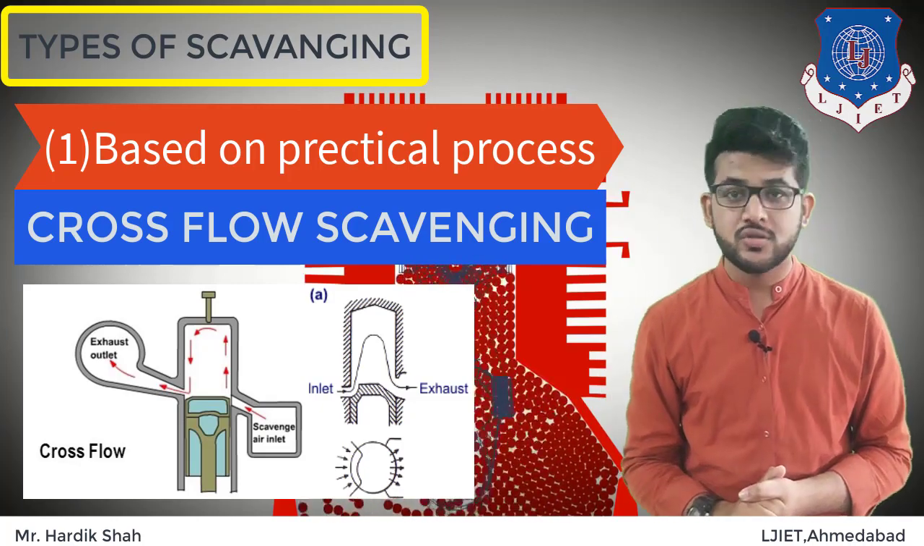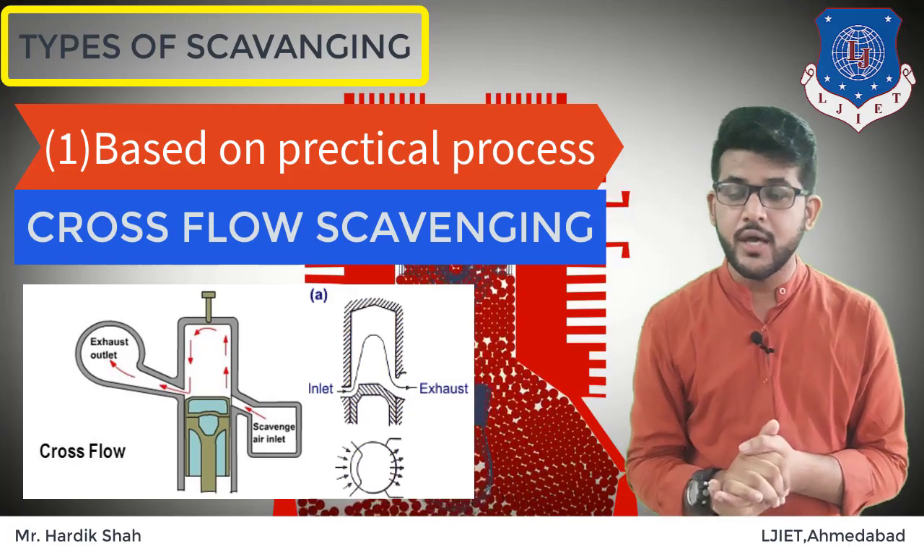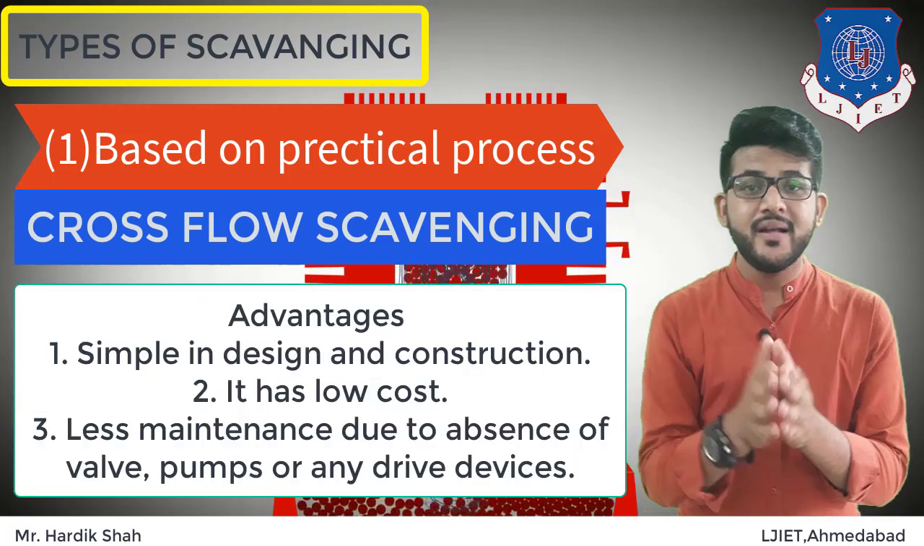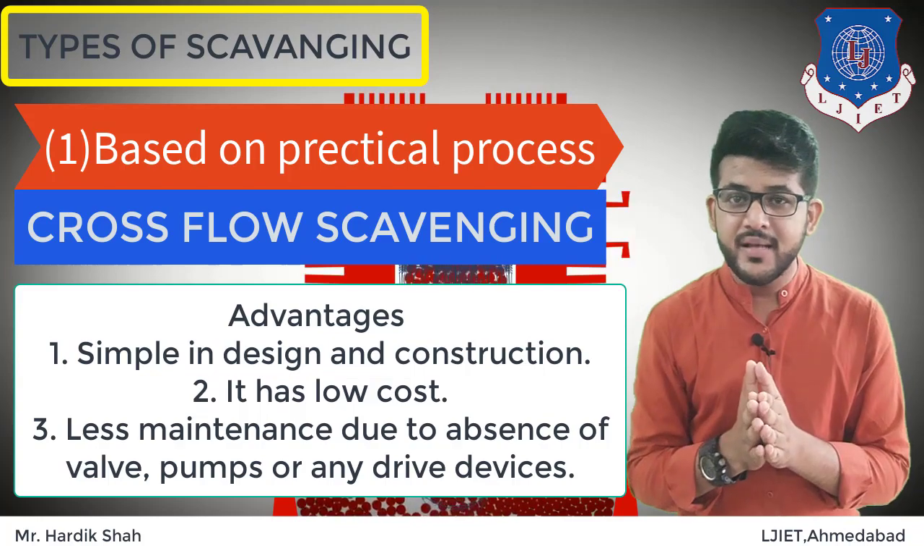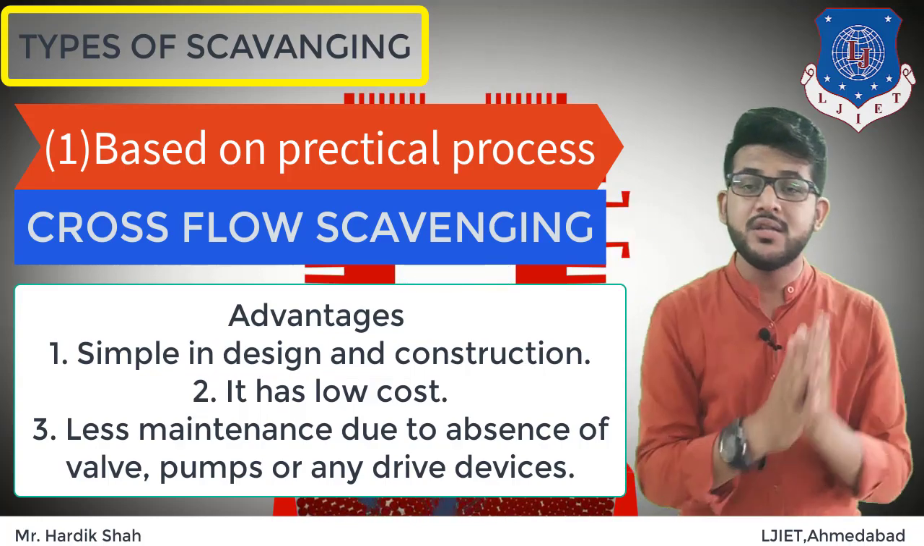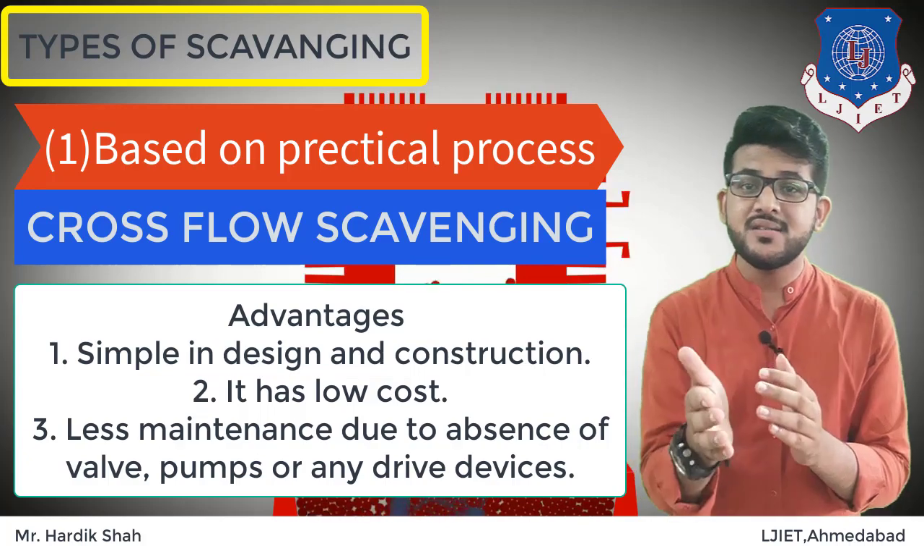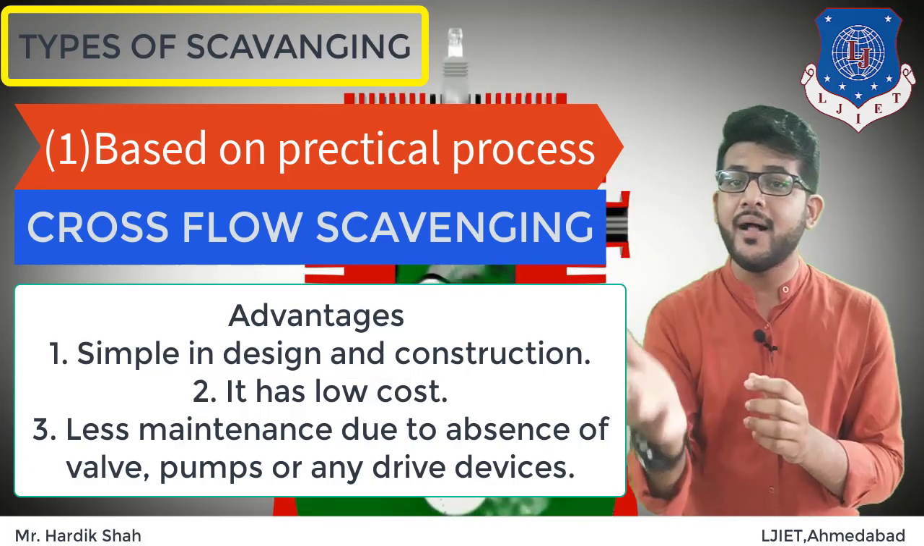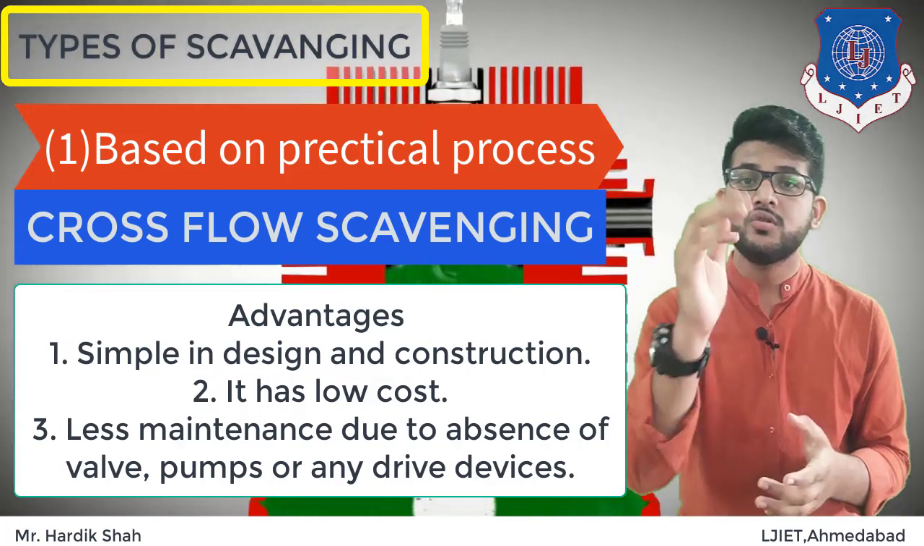Thus it pushes the exhaust gases towards the exhaust port and they go out. That is called cross flow, or you can say cross scavenging. Okay, so what are the advantages of cross flow? It is very simple in design and construction is also simple. It has very low cost compared to the other one. Less maintenance is required due to the absence of valves, pumps and other devices. So it is very cheap.